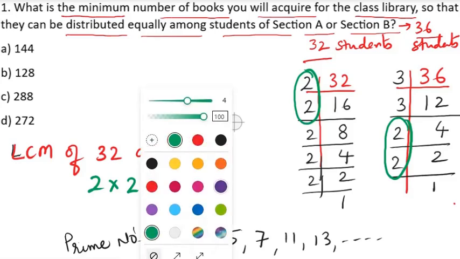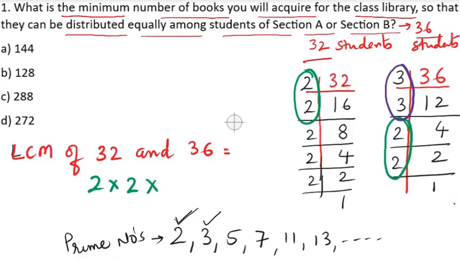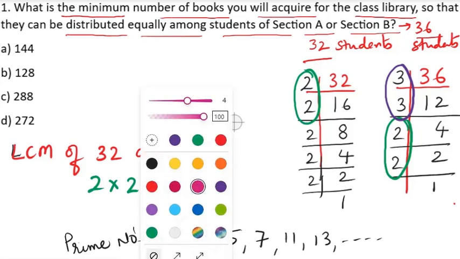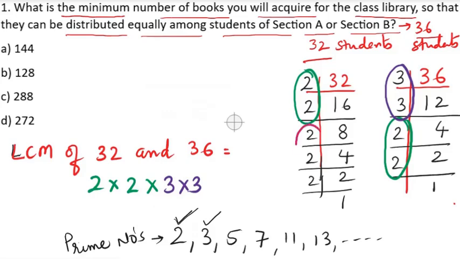Which is uncommon? This 3 into 3 is in 36 but not in 32. So we will take this 3 into 3. Similarly, this 2 into 2 into 2 is the factors of 32 but not of 36. So we can write this also, 2 into 2 into 2. And when you multiply all this, you will get the LCM of 32 and 36.